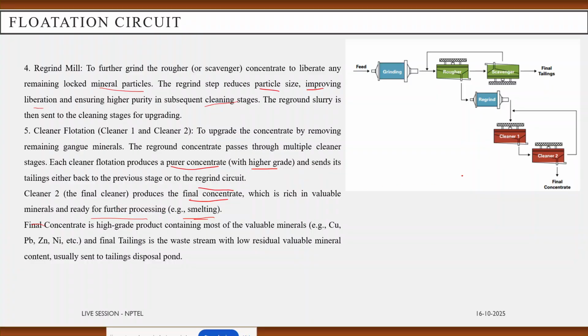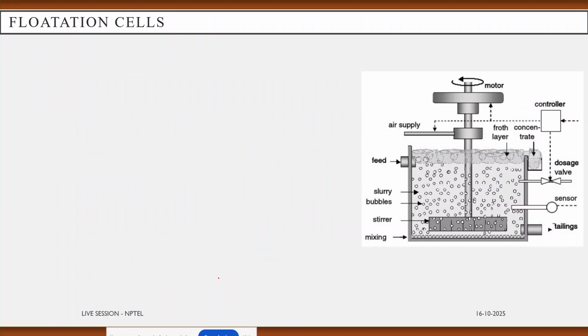So this final concentrate that we are getting here is a high grade product containing most of the valuable minerals being separated, and the final tailing is considered to be the waste stream with very low residual valuable mineral, and this is usually sent to the tailing pond, and there will be clear water at each step. Those will be recycled for milling purposes or in the flotation unit.